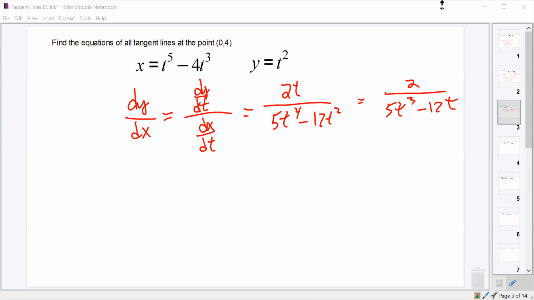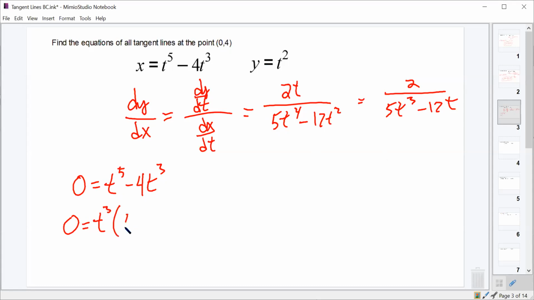What do you mean, kind of put it through the original? Okay, yeah, Alice. So we're going to look for the t value that makes x equal 0 and that makes y equal 4. Exactly. So we're going to take our x value of 0 and say 0 equals t to the fifth minus 4t cubed, and we'll solve that equation. So what can we factor out of that? Hopefully a t cubed, right? So t cubed times (t squared minus 4), which tells us that x equals 0 when t is 0 and when t is positive or negative 2.